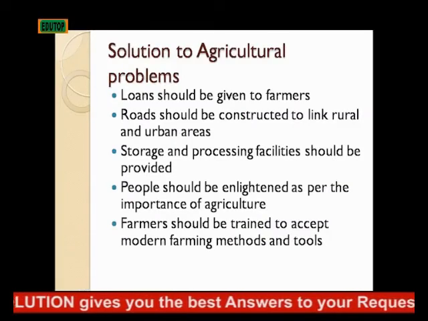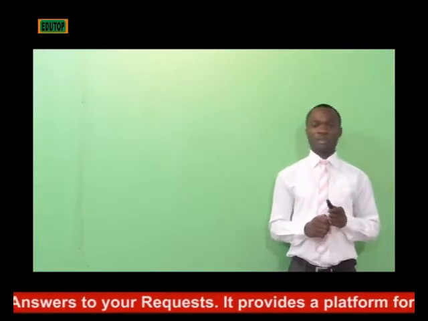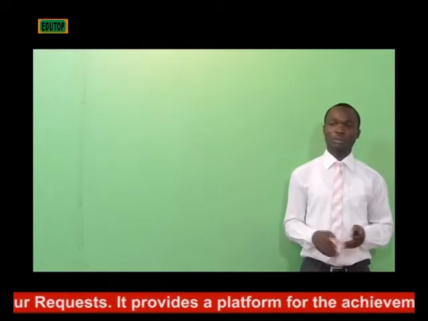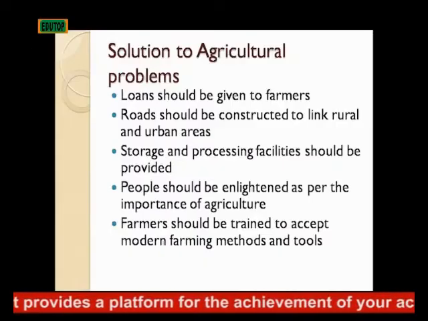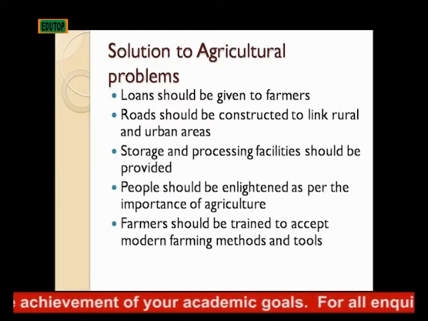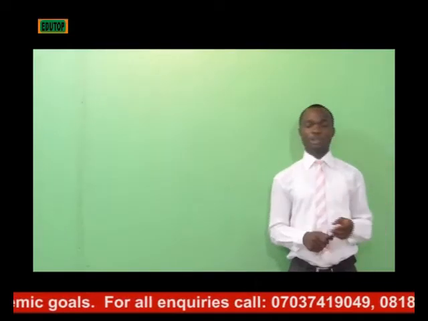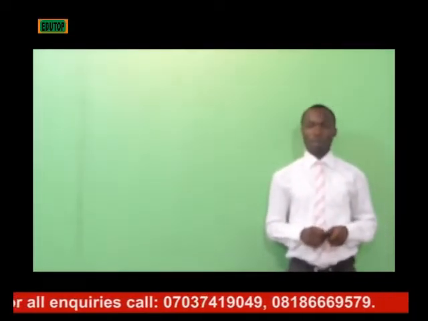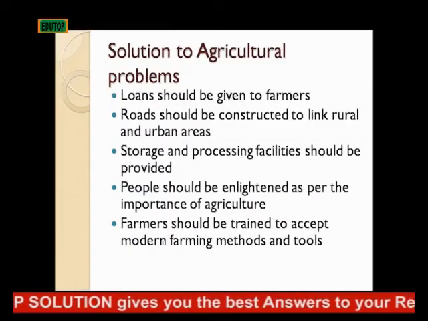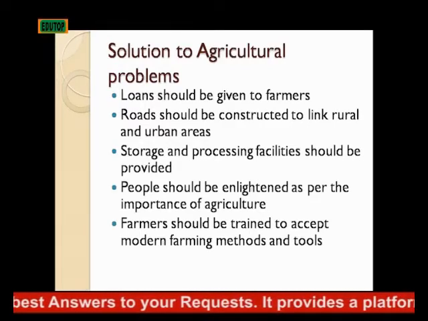Roads also should be constructed to link the rural areas up with the urban areas, because most of these agricultural activities are usually done in the remote or rural areas. Storage facilities and processing facilities should also be provided for farmers, and people should be enlightened as per the importance of agriculture in order for their mindset to be changed, to begin to look at agriculture as one sustainable means, one veritable means for sustaining the economy of this country. Farmers should also be trained to accept and to make use of modern facilities and modern farming methods.